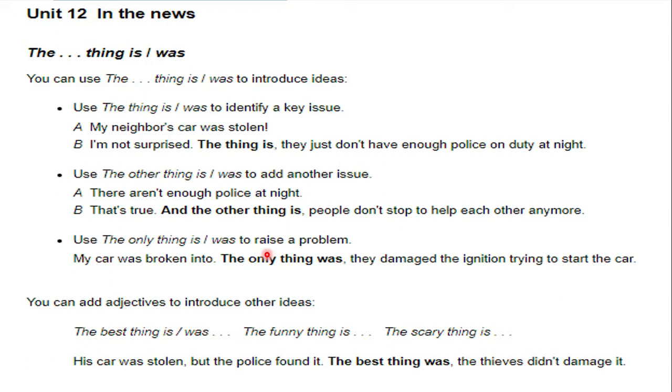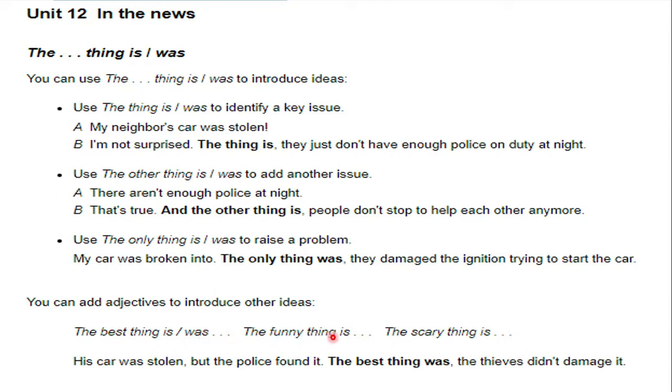So this is also to talk about news, another strategy to talk about news, ¿ok? You can also add adjectives to introduce other ideas, ¿ya? Esto también es para el momento que yo estoy conversando, estoy introduciendo ideas, dando ideas dentro de la conversación, ¿ok? So, for example, you can say, the best thing is or the best thing was. Estoy usando el adjective the best thing. Quiere decir lo mejor es o lo mejor era.